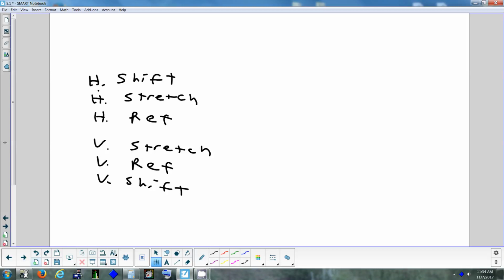And really, the stretch and reflection, you can really do those in either order. Okay? You want to make sure you do the shift first. Then you could do either one in group 2. You shouldn't get a difference. Then you could do either one in group 3. And then you could do the one in group 4. So you have to keep them in group 1, 2, 3, 4 in that order. But group 2 and group 3, you could switch within that group. You should get the same answer.